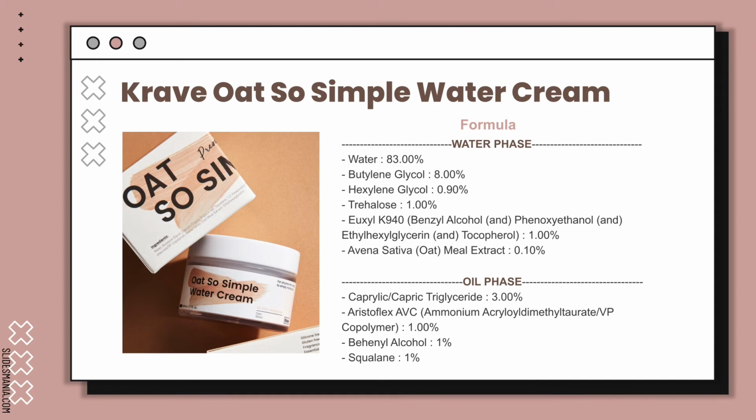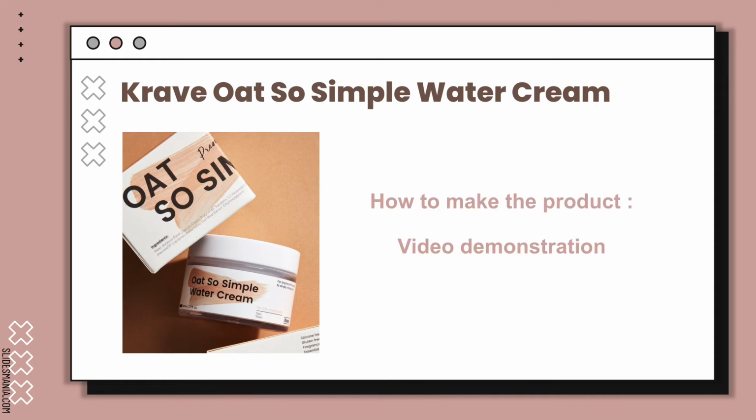The emulsifier is Aristoflex AVC, and this is paired with behenyl alcohol at 1% each to achieve a light, watery emulsion. Adding Aristoflex AVC above 1% would have yielded a much thicker emulsion, and more behenyl alcohol would have made the cream more opaque. Now we will demonstrate how to make the dupe formula.